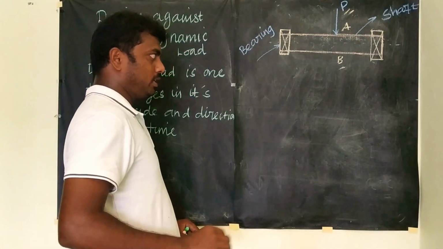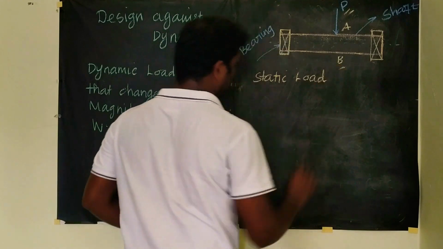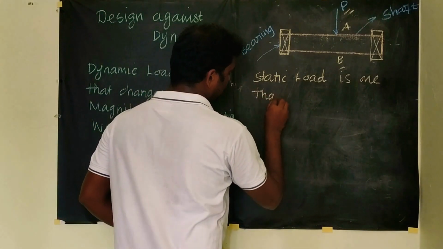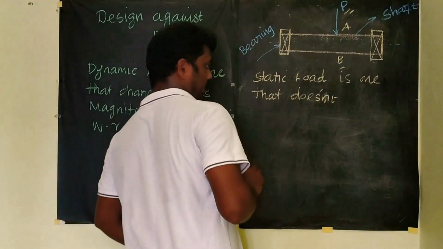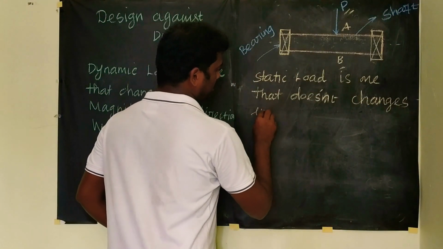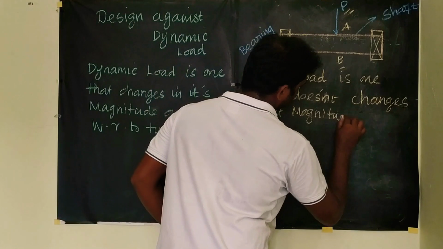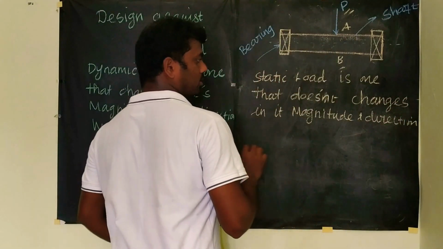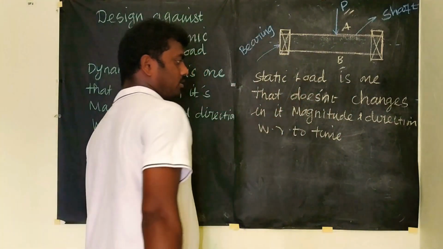Now we will mark these values on the graph. Before that, we define static loading. A static load is one that does not change in its magnitude and direction with respect to time. This is known as static loading.